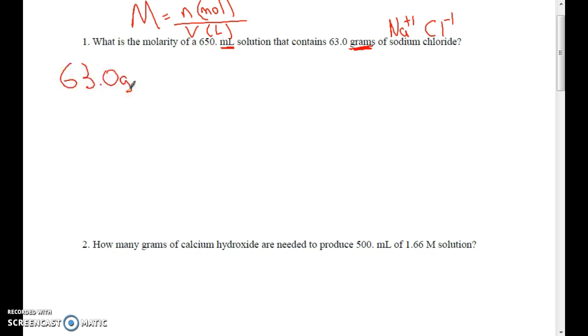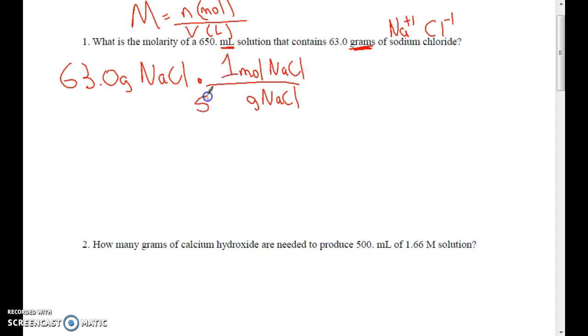So 63.0 grams of NaCl. We want to convert that to moles. Since you start off with grams, you need grams on the bottom. 1 mole goes up top. The grams you get from the periodic table, and for sodium chloride, it is 58.5. You do the math for this, rounding off to 3 significant digits, because this number has 3 significant digits, and you get 1.08 moles NaCl.